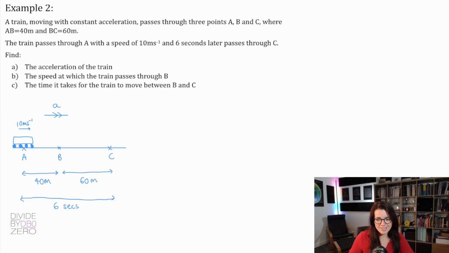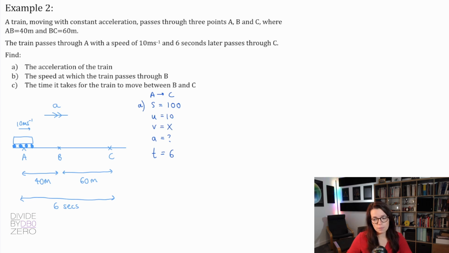When you have your diagram ready, you can go ahead and write down suvat. So for part A, we've got S, U, V, A, and T. We want the acceleration of the train, so we'll put a question mark for A. And then we've got to think about which part of the motion would be most useful to work with. And I think we have the most information between points A and C. Because, for example, we know the displacement between A and C is 100 meters, and the time also is 6. We also know that the initial velocity is 10. We don't know the final velocity, but that's okay.